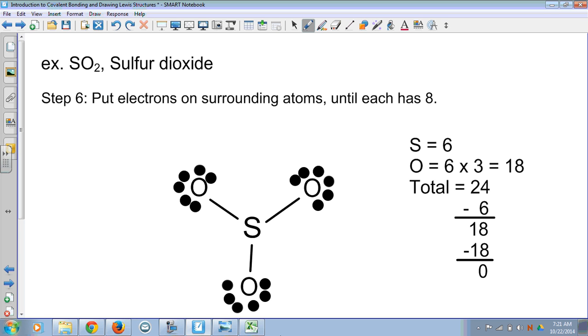Now let's think about how many electrons we just used up. If we count just the dots, we've got 1, 2, 3, 4, 5, 6, 7, 8, 9, 10, 11, 12, 13, 14, 15, 16, 17, 18. We just placed 18 electrons on our model. So we started with 18. Take away 18, we've got no electrons left.